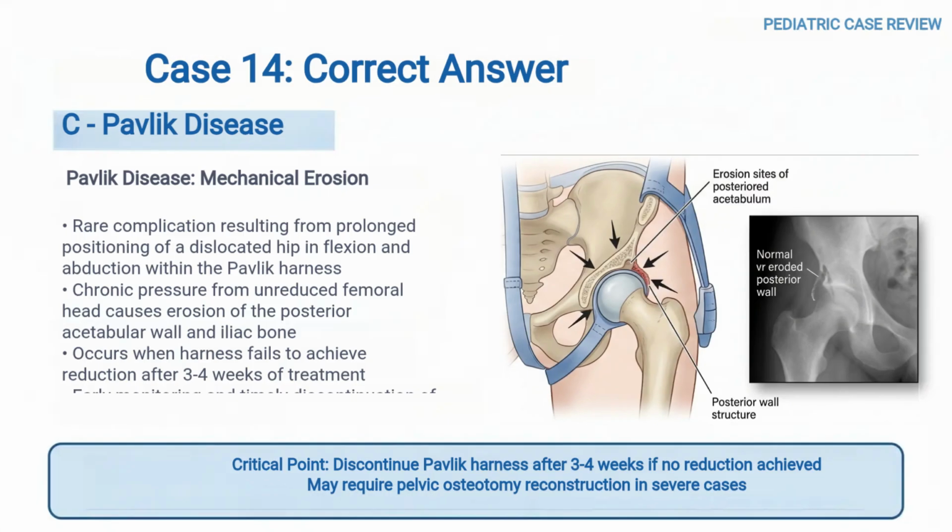Pavlik disease is a rare but serious complication resulting from prolonged positioning of a dislocated hip in flexion and abduction within the Pavlik harness. Chronic pressure from the unreduced femoral head causes erosion of the posterior acetabular wall and iliac bone. This occurs specifically when the harness fails to achieve reduction after 3 to 4 weeks of treatment.